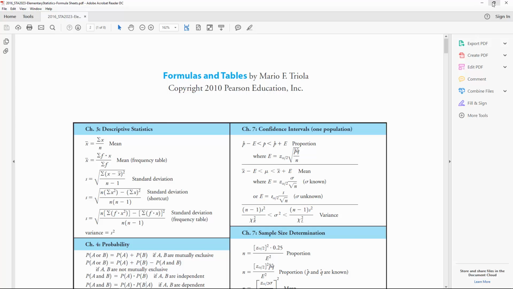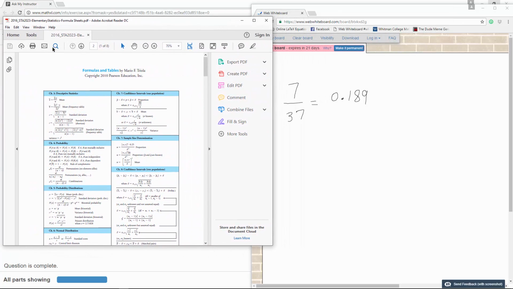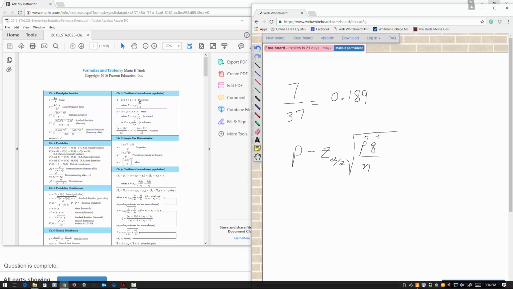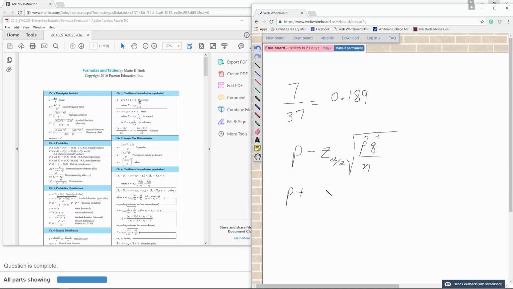So let's go back here and keep that a little bit over to the side, and I'm going to write the formula. So the formula that I'm using is p hat minus my error, where my error is the z alpha over 2 square root p hat q hat over n, and then the same exact thing, but down here it's going to be plus, z alpha over 2 square root p hat q hat over n.